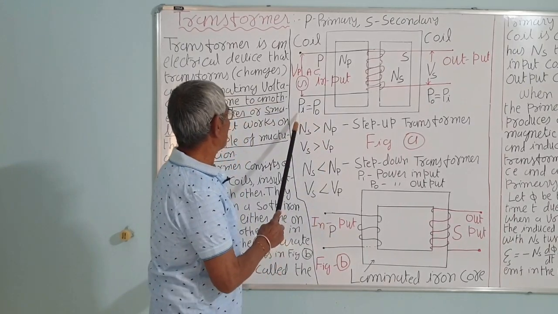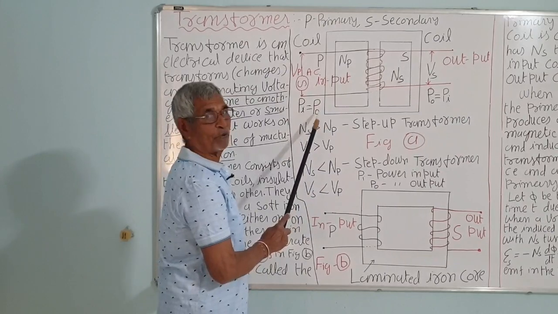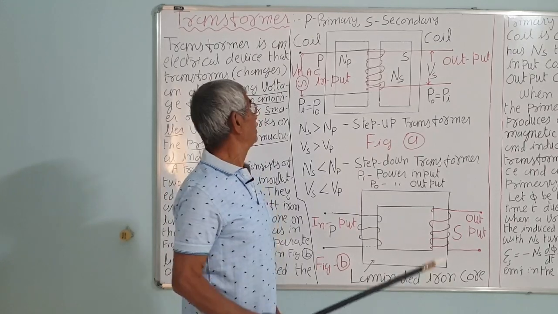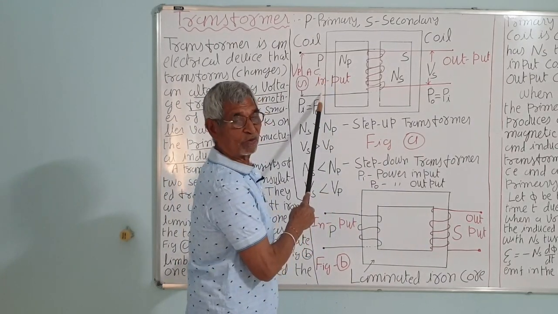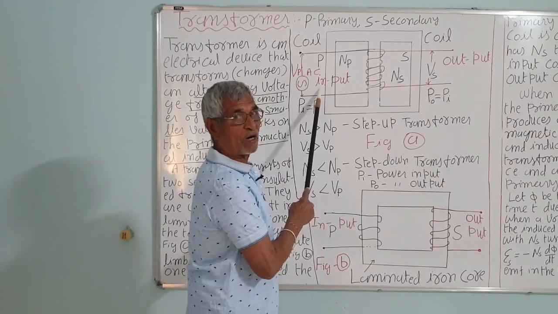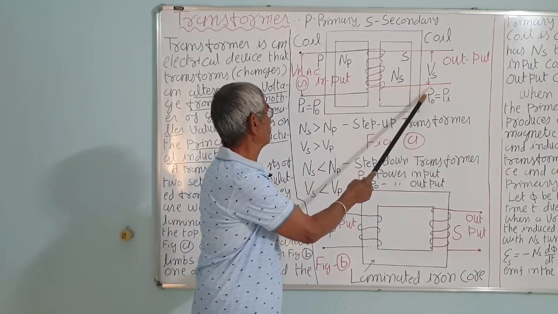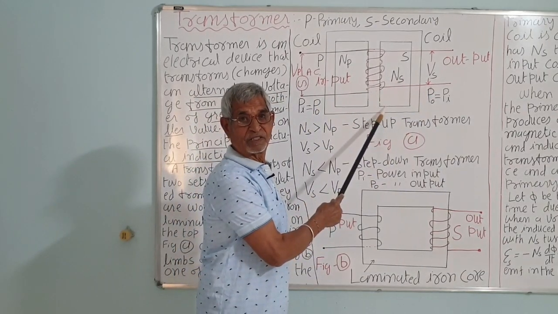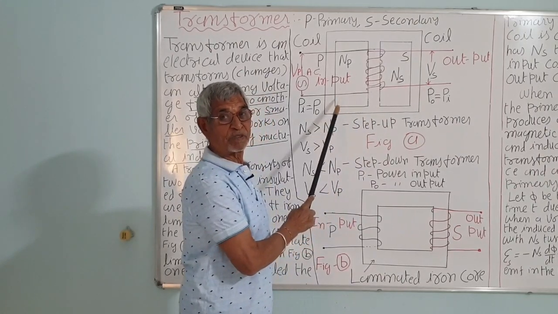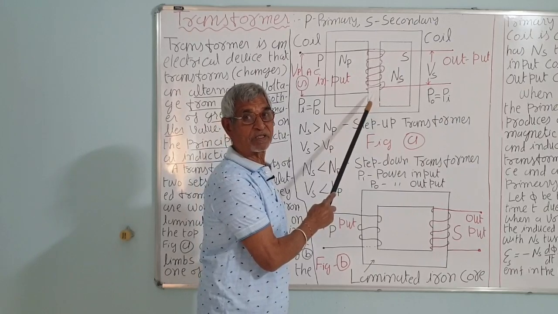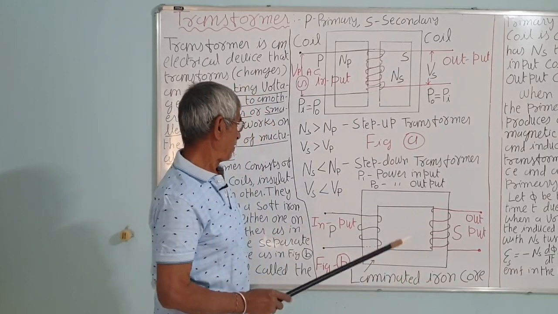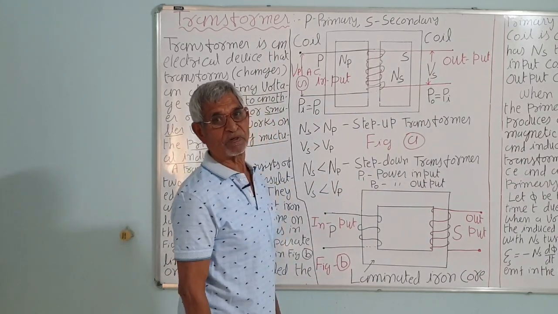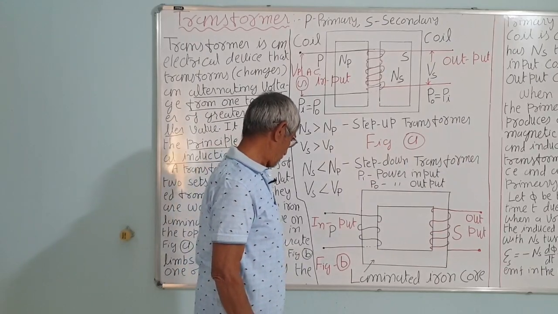Power input Pi is equal to power output Po. We know that voltage can be increased or decreased at the cost of current. If voltage is less, current will be more. Total V into I, that is power, will be the output power also. Power input is equal to power output. Remember that power cannot be stepped up or stepped down. It can be reduced if efficiency is not 100%, but can never be stepped up. At most, if the efficiency of the transformer is 100%, the power input will be equal to the power output.